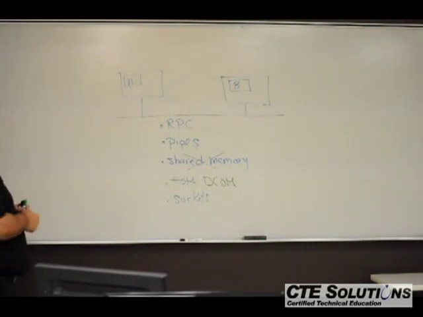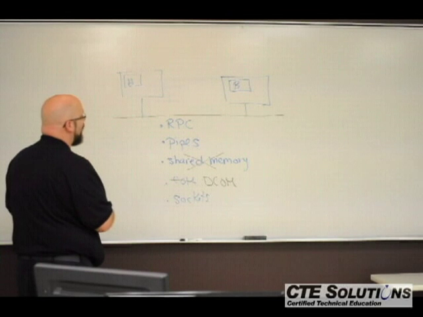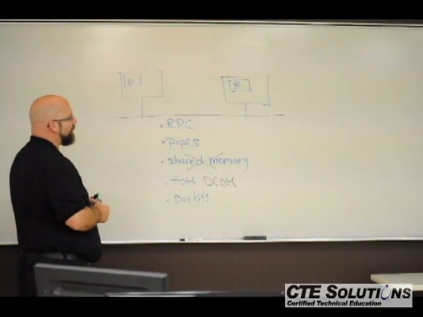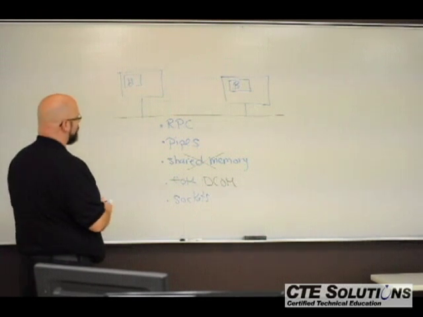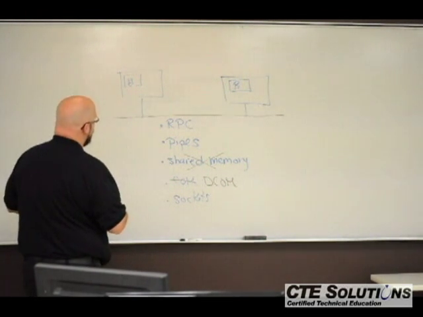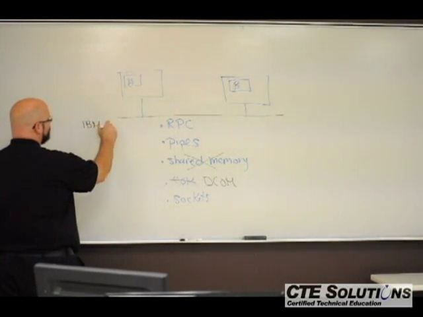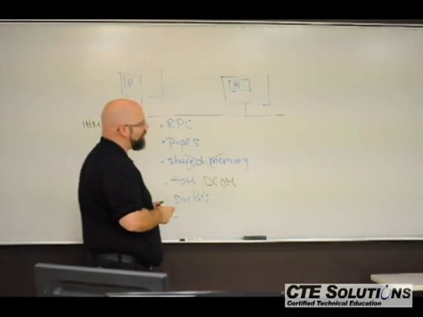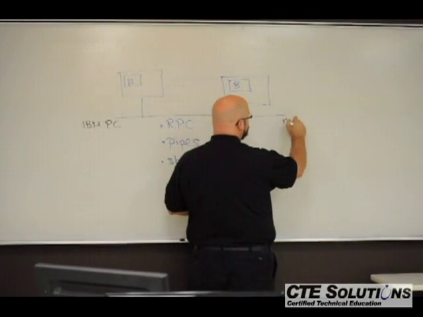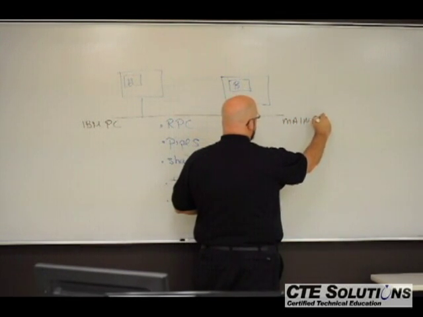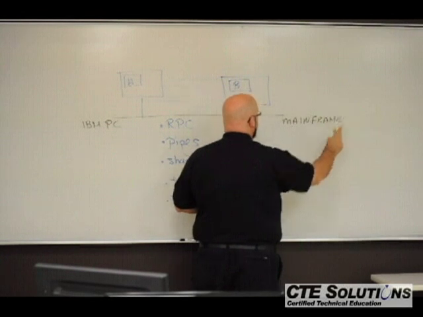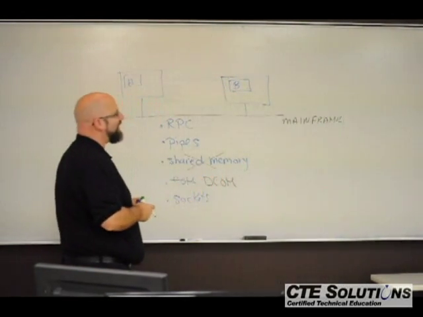However, some issues eventually arose from having these separate systems on the LAN, especially if they are of different make and model or different architecture. For example, the first machine here could be an IBM PC, and this second machine over here could be an old-style mainframe. And because they have a different architecture, they may not process data the same way.